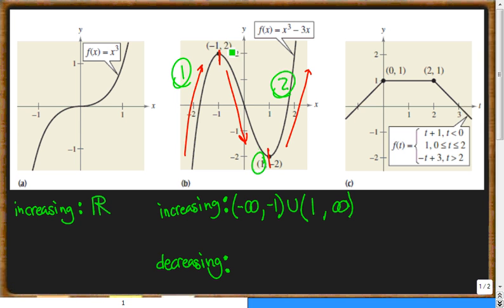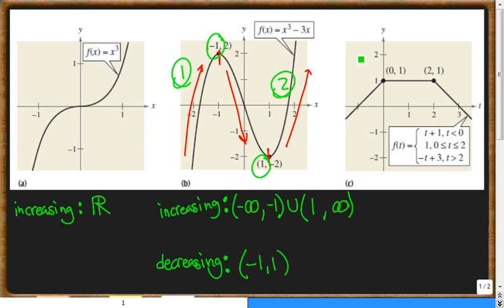Then when we're decreasing, we ask where is it decreasing? Well, it starts to decrease at -1 and continues all the way to 1. So we write -1 to 1. This covers all of our possibilities, except for the places where our slope is 0, which we're not going to include as increasing or decreasing.